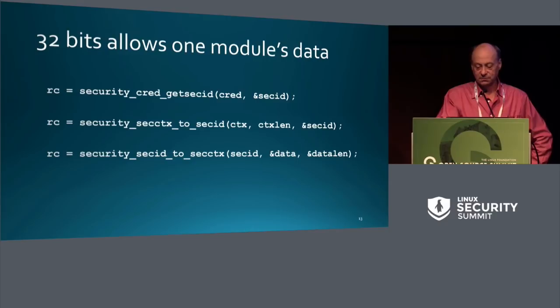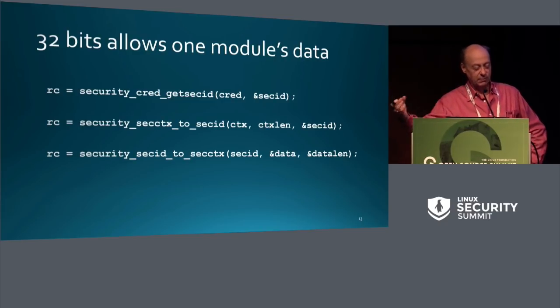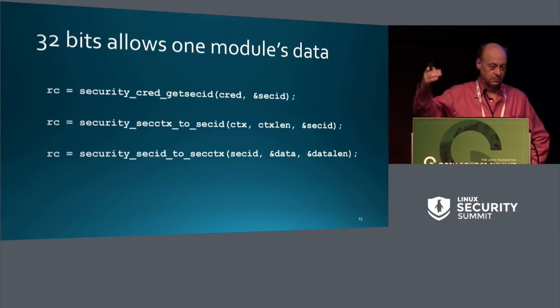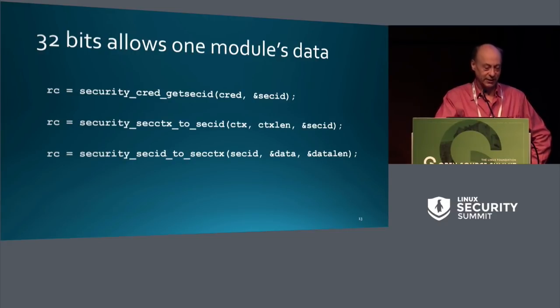And to make things a little bit more difficult, one of the places where we use sec IDs is in a secmark, which is in the IP packet handling code, and we have been told unequivocally that no way are we going to get any more space in there. We get 32 bits and that's it.